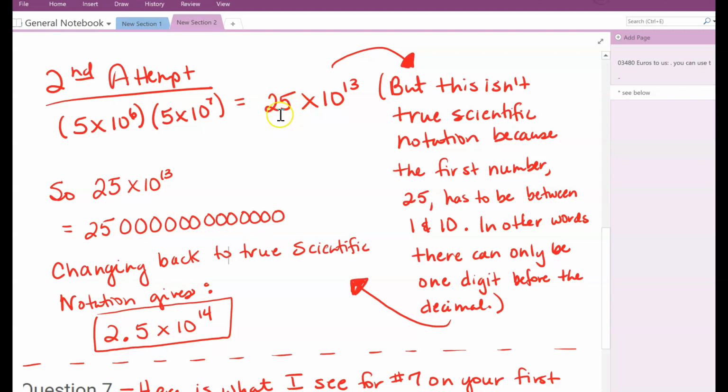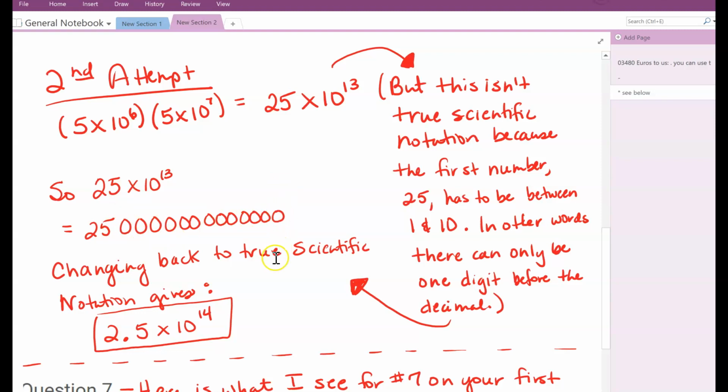So I think the best way while you're grasping this concept to change it is to convert this to an ordinary notation. So 25 times 10 to the 13th. The actual number is here, a 25, and I added 13 zeros because the decimal's here. And I'd have to move the decimal 13 places to the right, which would require me to add 13 zeros.